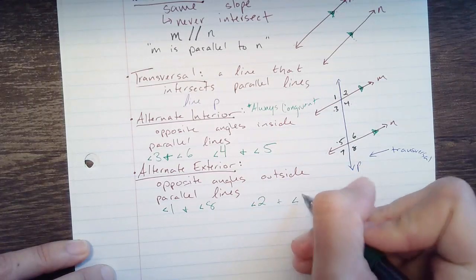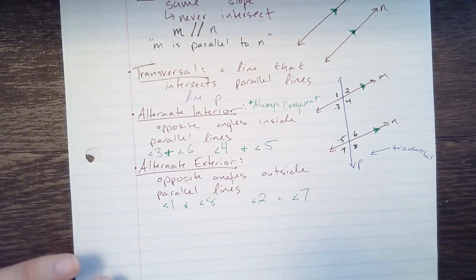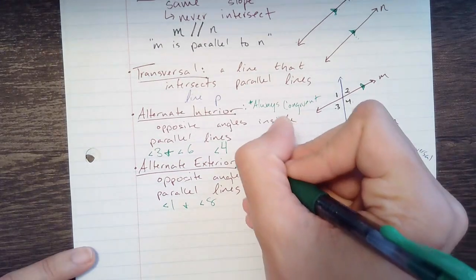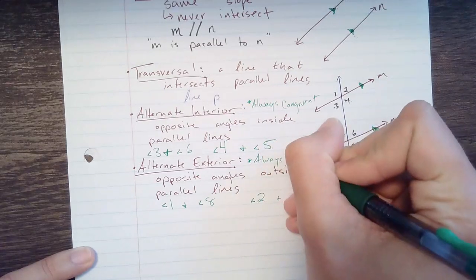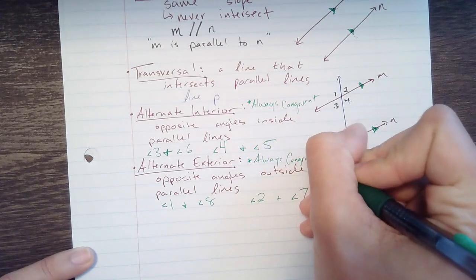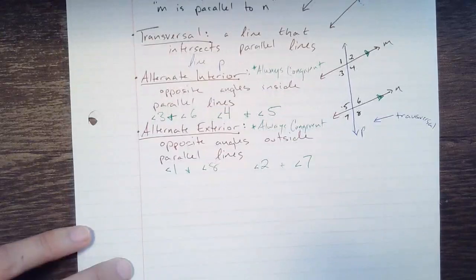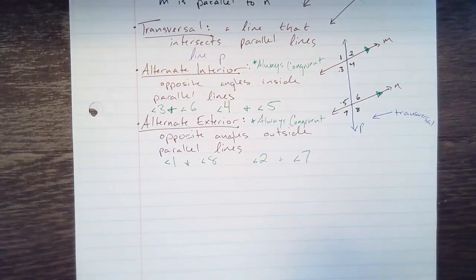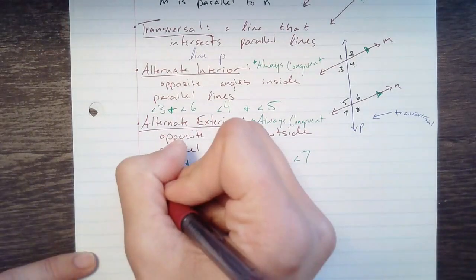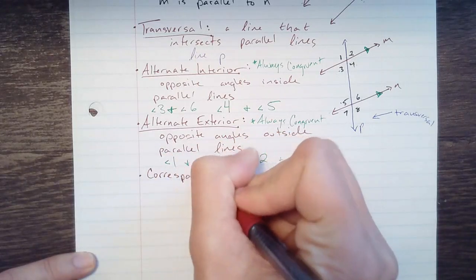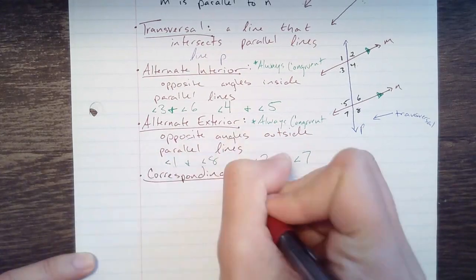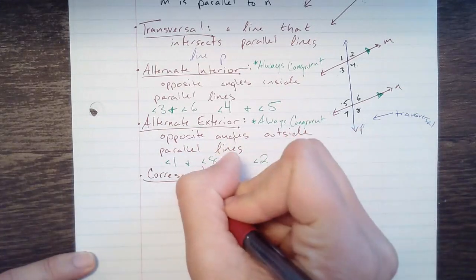And just like our interior ones, these are always congruent. Next up we have corresponding. And these are angles that are in the same spot.